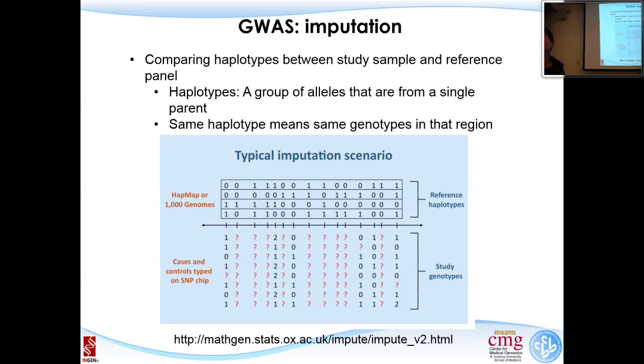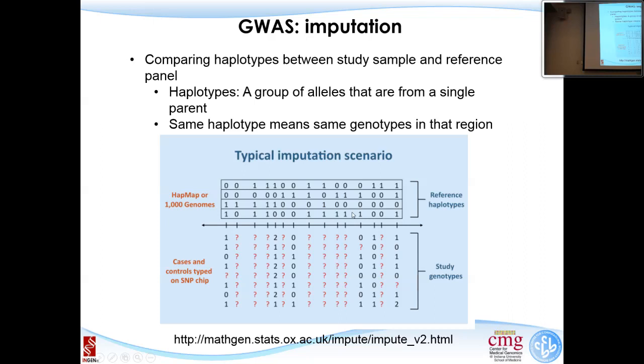So this is a way to show how imputation is performed. The basic idea is to compare the haplotype between your sample and your reference sample. I mentioned the haplotype before. This is a formal definition: a group of alleles from a single parent. So you can see this is your reference panel. Every locus has a genotype. We don't see any question mark. The zero means zero copies of the minor allele, one means one copy of the minor allele, etc.